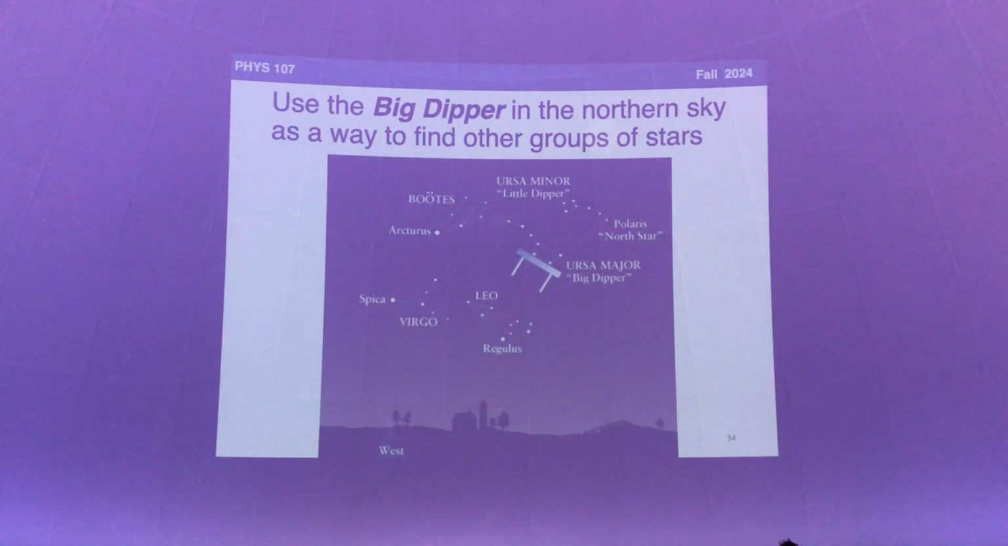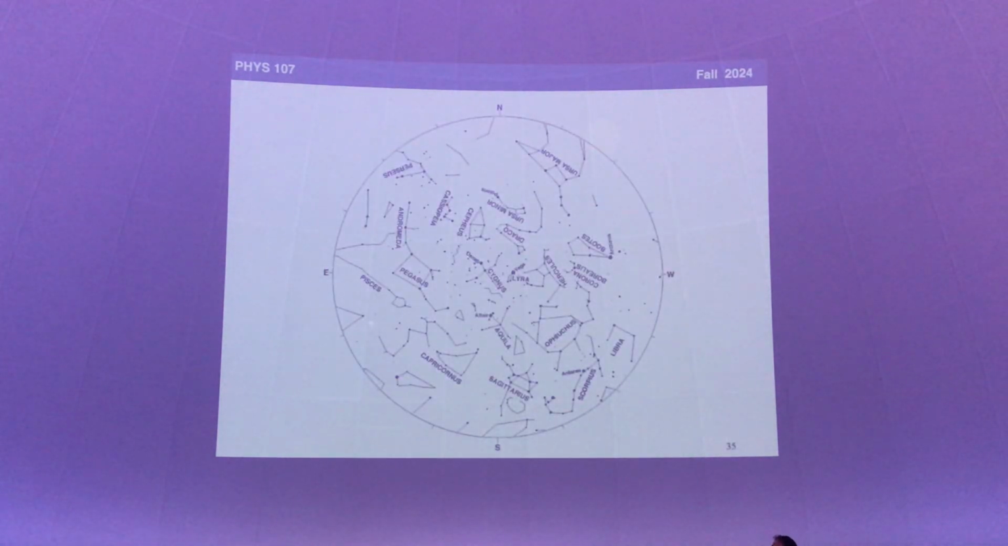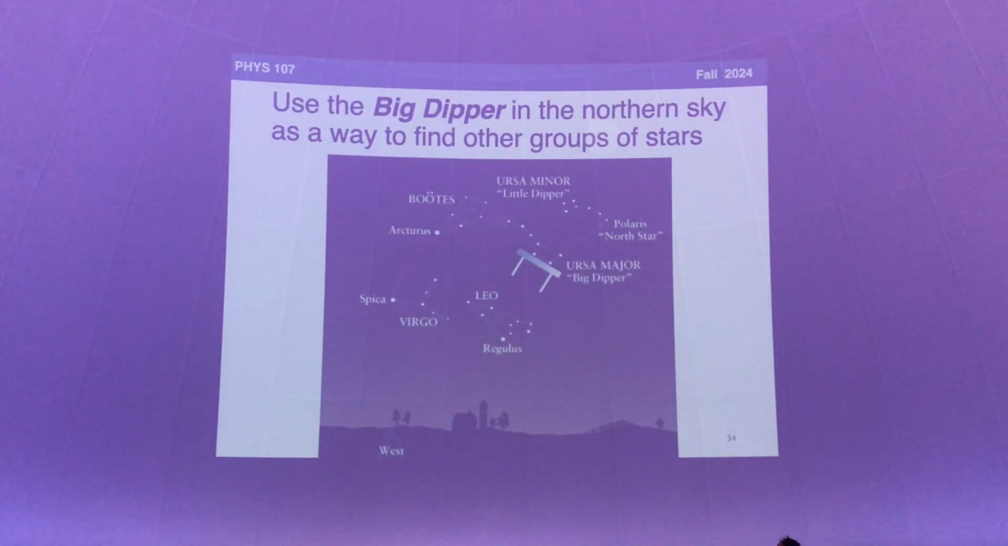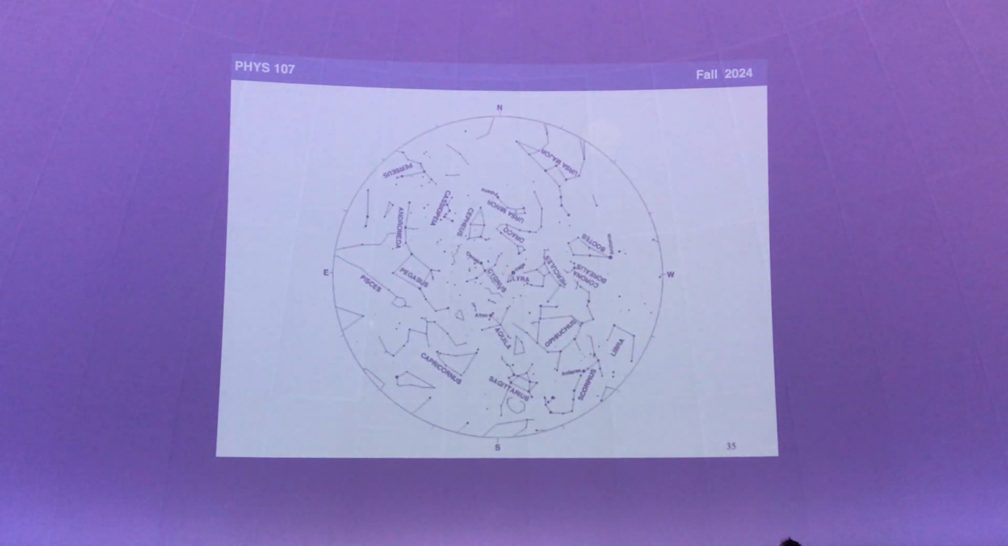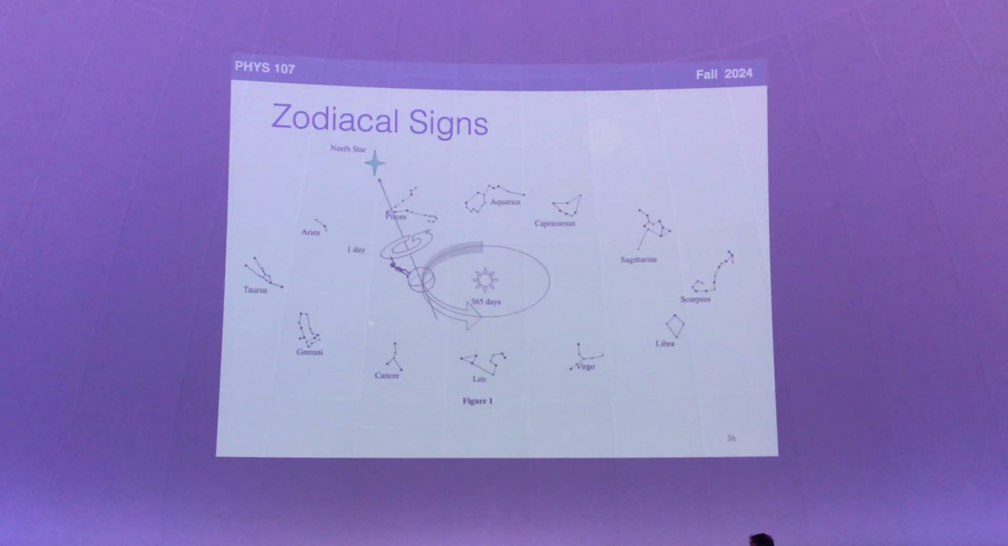But this is much easier to do with the dome, so we're getting to that in a minute. If you look at star charts, they typically look like this. We'll talk about the little stick figures as well. And now we're going to move to the dome.